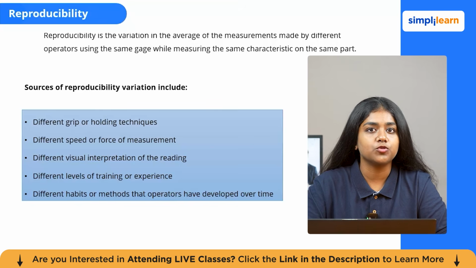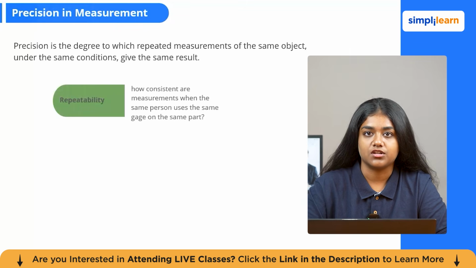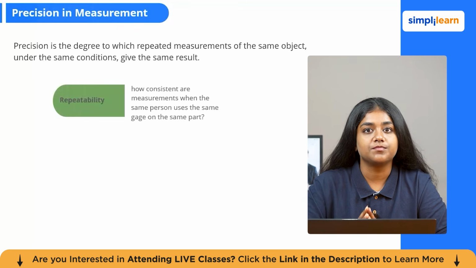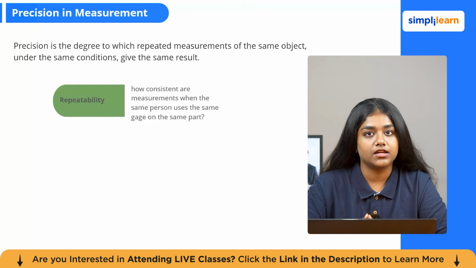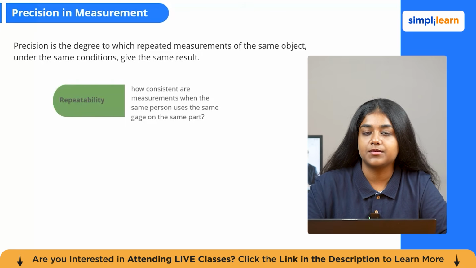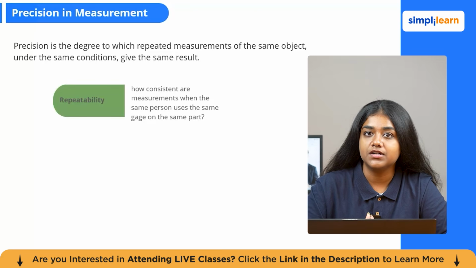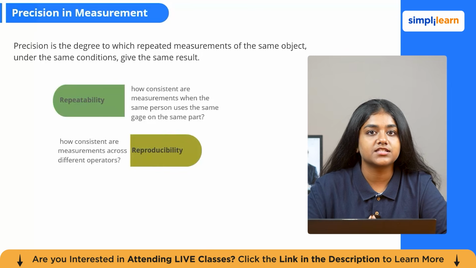Now let's quickly look into precision in measurement. Let's connect these concepts back to the broader idea of precision. Precision is the degree to which repeated measurements of the same object under the same conditions give the same result. It's about consistency and not accuracy. Repeatability and reproducibility are both dimensions of precision. Repeatability is within-operator precision: how consistent are measurements when the same person uses the same gauge on the same part? Whereas reproducibility is between-operator precision: how consistent are measurements across different operators?